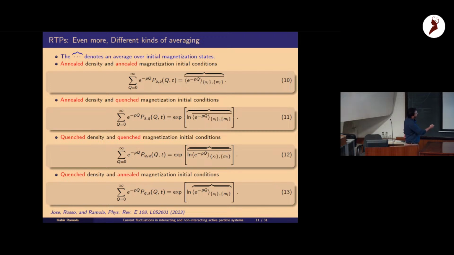So I define another variable where you have not just averaged over positions, but you can also average over the magnetization, or the initial bias velocity. Then you can play this game and define all kinds of averages: annealed density, annealed magnetization initial conditions; annealed density, quenched magnetization initial conditions, where you quench the magnetization, keep the positions and orientations fixed, and do the annealed density average. Similarly, you can define quenched density, quenched magnetization.